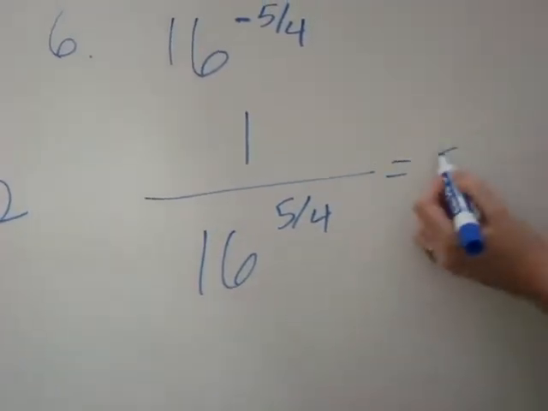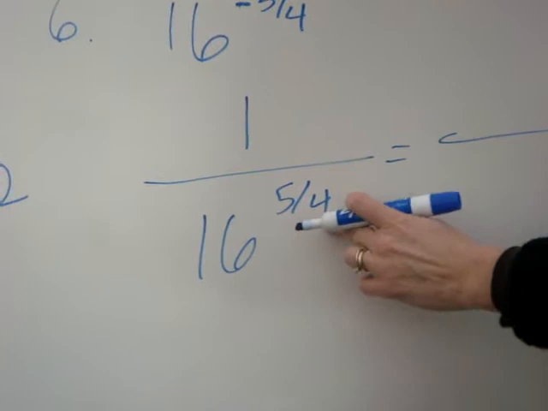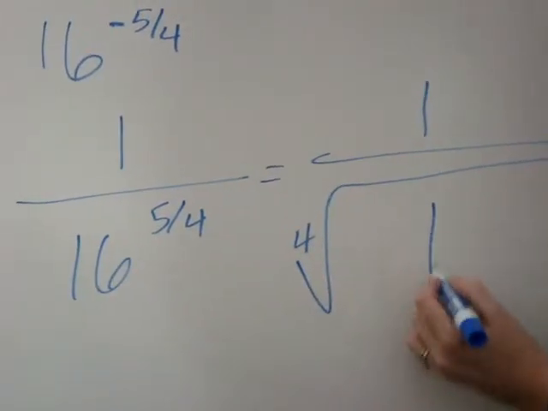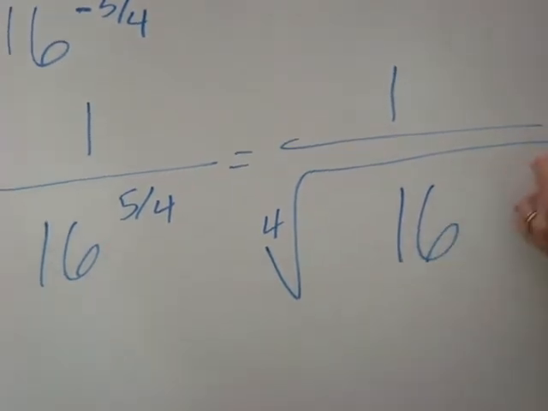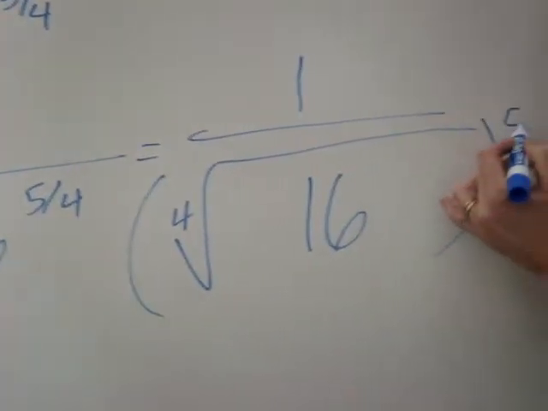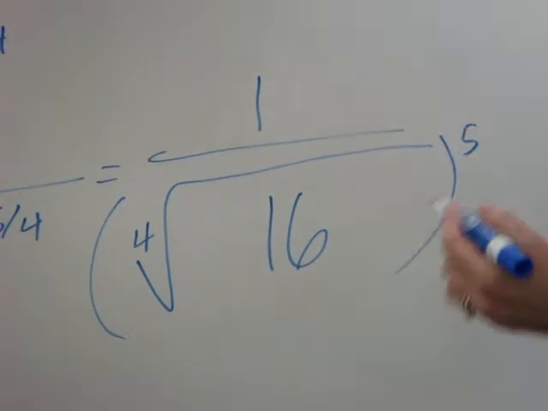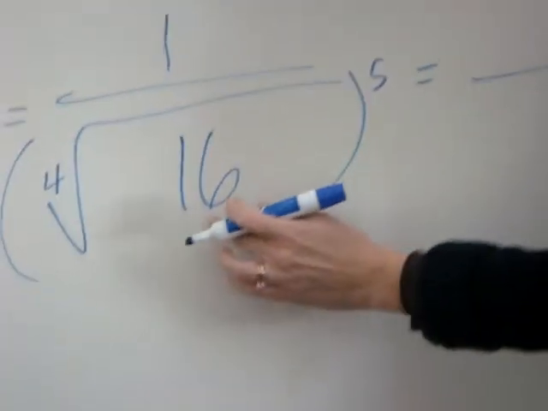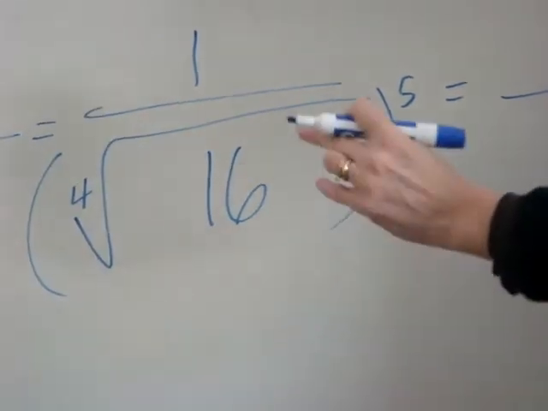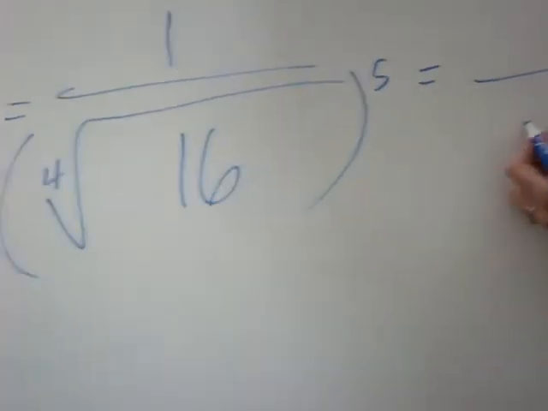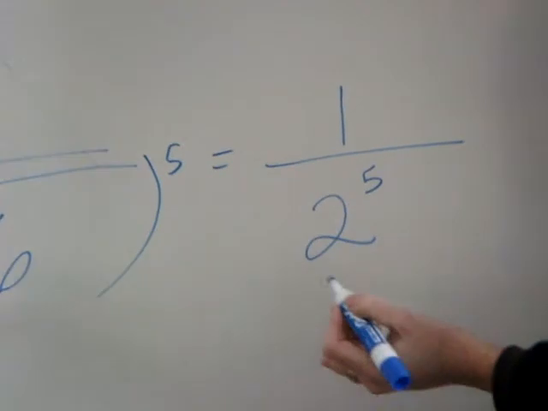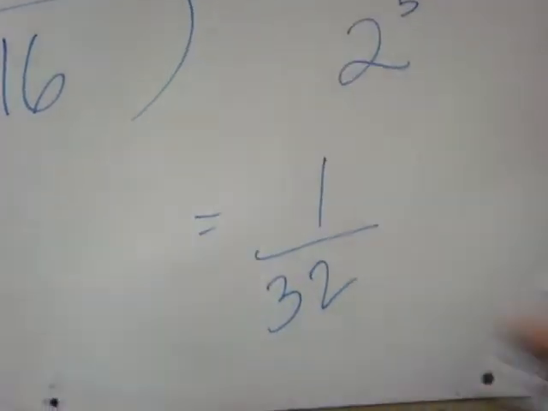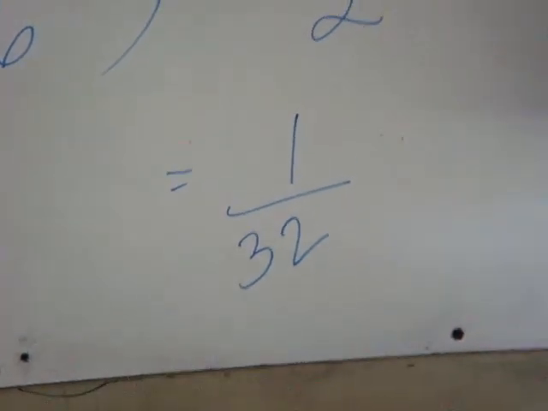Remember, when we're going into radicals, this is the bottom. The bottom sits on the seat, so we have the 4th root of 16, and I'm going to put the 5th out here. And then we're going to simplify, so this is 1 over the 4th root of 16. What times what times what times what gives you 16? It's 2 to the 5th, and so we get a final answer of 1 over 32. That one's not too bad either.